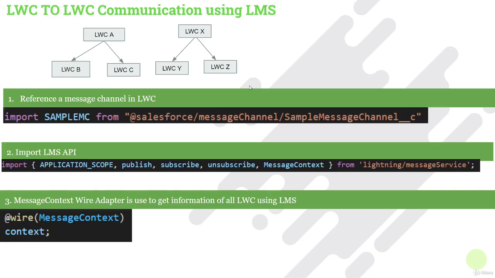Let's go to the second step. In Lightning Message Service, we have different types of APIs, like application scope, publish method, subscribe method, unsubscribe method, and message context. Based on your use case, we can import these from the Lightning Message Service. Our use case here is that my component A wants to publish a message to a component X. So I need message context and publish for my component A. Let's go and import that.